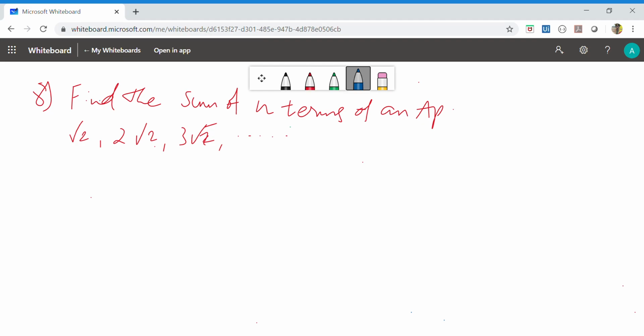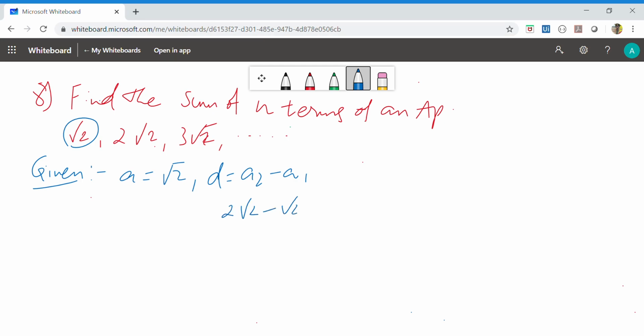So first of all, what is given? An AP is given. In the AP, what is a? The first term is represented by a. It is root 2. What is the common difference? a2 - a1. So 2 root 2 - root 2 is nothing but root 2 itself, because these are like terms, 2 root 2 - 1 root 2 becomes (2 - 1) root 2, which is root 2. d is root 2.